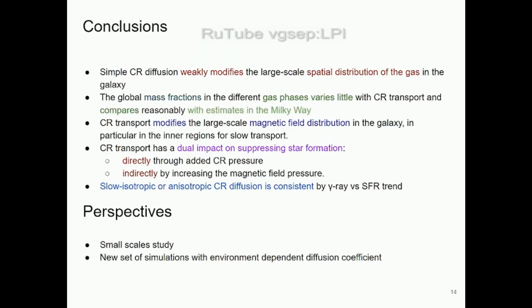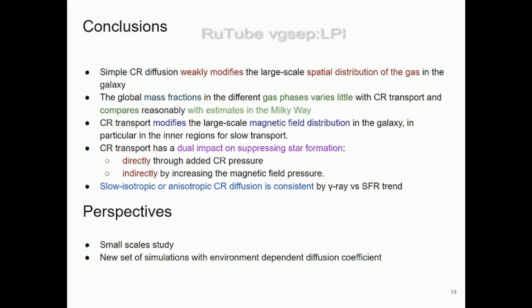So just to conclude, different diffusion scenarios modify very weakly, as I said, the gas fraction of the different ISM phases and also the main distribution of the gas in the galaxy. But we see that the different models have a dual effect on the star formation, particularly by modifying the magnetic distribution of the galaxy. So either this is happening at large scale, affecting the large-scale dynamo, or at smaller scales, but there is an effect on the magnetic field that needs to be studied and understood.